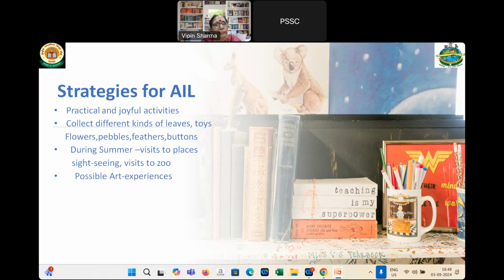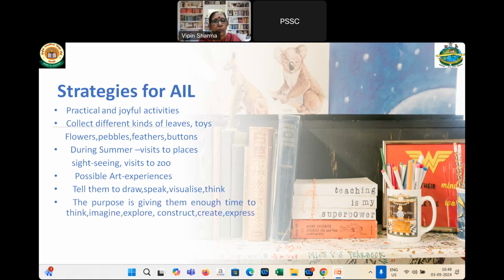Okay, you can try this for AIL. Collect different kinds of leaves, toys, flowers, pebbles, feathers, buttons. Tell them to differentiate. In one class, get the leaves, get the toys, get the flowers. During summer, visit places, sightseeing, visit the zoo. The idea is to visit, but let them come back and explain. Let them come back and write. Tell them to draw, speak, visualize, think, whatever. The purpose is giving them enough time to think, imagine, explore, construct, create, express.